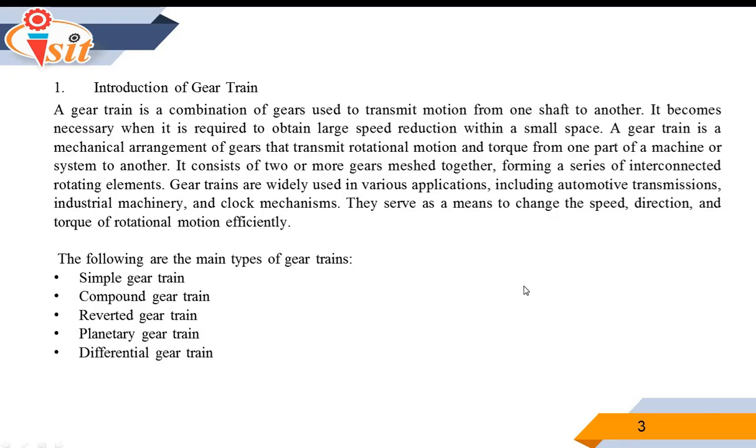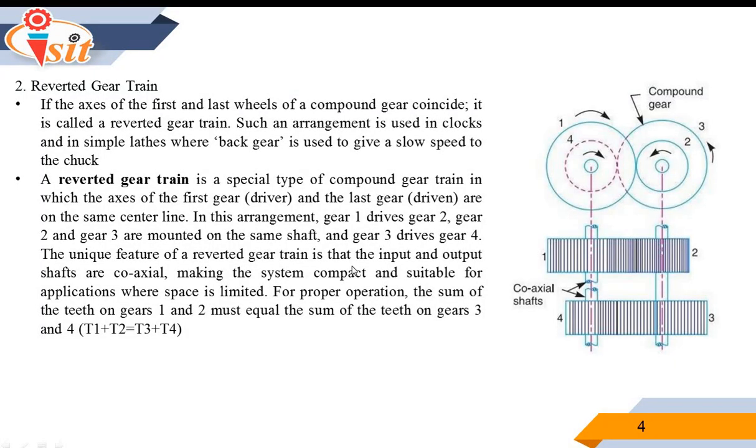Generally the main types of gear trains are simple gear train, compound gear train, reverted gear train, planetary gear train and differential gear train. We see in this session the reverted gear train. Generally the reverted gear train is a special type of compound gear train.